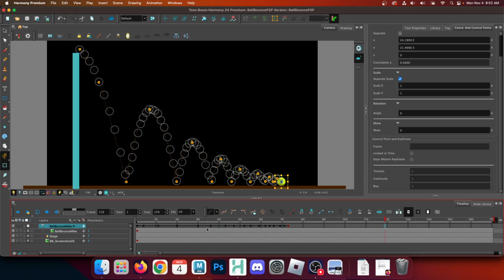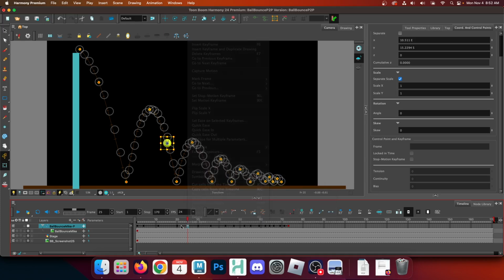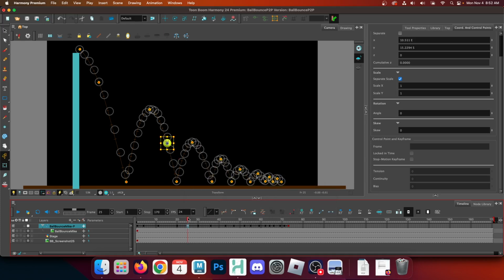Adding a frame is done by using the plus sign in the timeline in between keyframes. So the plus sign is shift, and then the equal sign next to the backspace. You can also add exposure from this little menu here. So anyway, I think that an extra frame makes these first two bounces read a lot better.